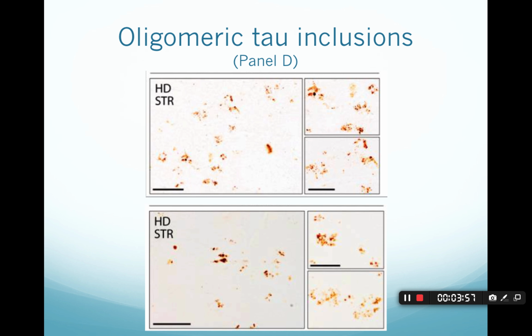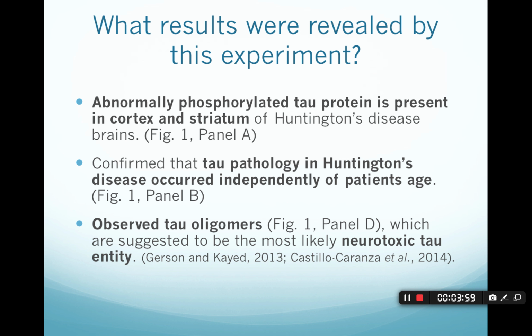So this experiment was able to confirm and extend recent findings by reporting pathological inclusions containing abnormally phosphorylated tau protein in the cortex and striatal tissue of human Huntington's disease brains. They were also able to confirm that tau pathology in Huntington's disease occurred independently of the patient's age.